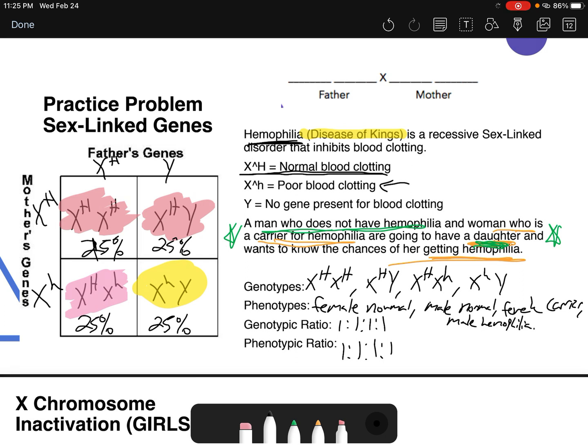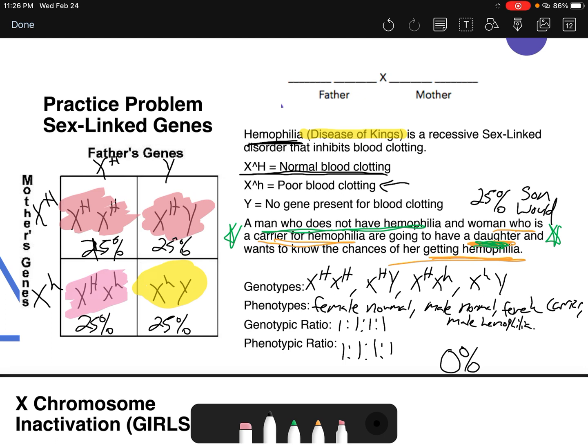And the question is asking us, are going to have a daughter and want to know the chances of her getting hemophilia. So there's a 0% chance that this couple's daughter will get hemophilia. However, there is a 25% chance that their son would. There's also a 25% chance that their son would not get hemophilia.